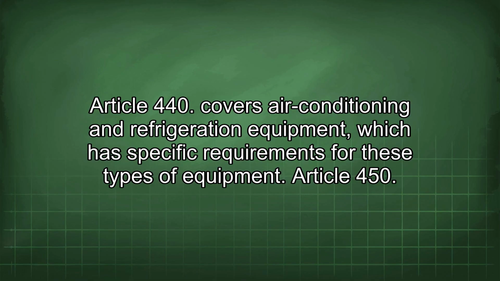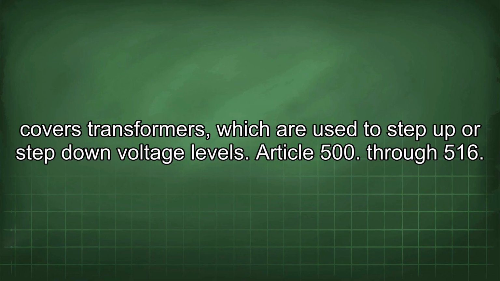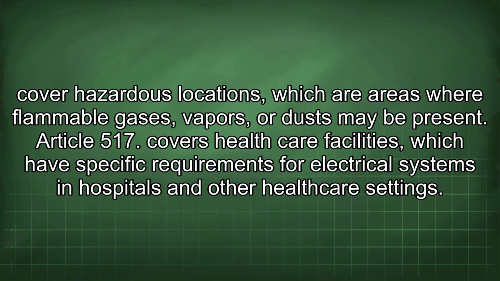Article 450 covers transformers, which are used to step up or step down voltage levels. Articles 500 through 516 cover hazardous locations, which are areas where flammable gases, vapors, or dust may be present. Article 517 covers healthcare facilities, which have specific requirements for electrical systems in hospitals and other healthcare settings.